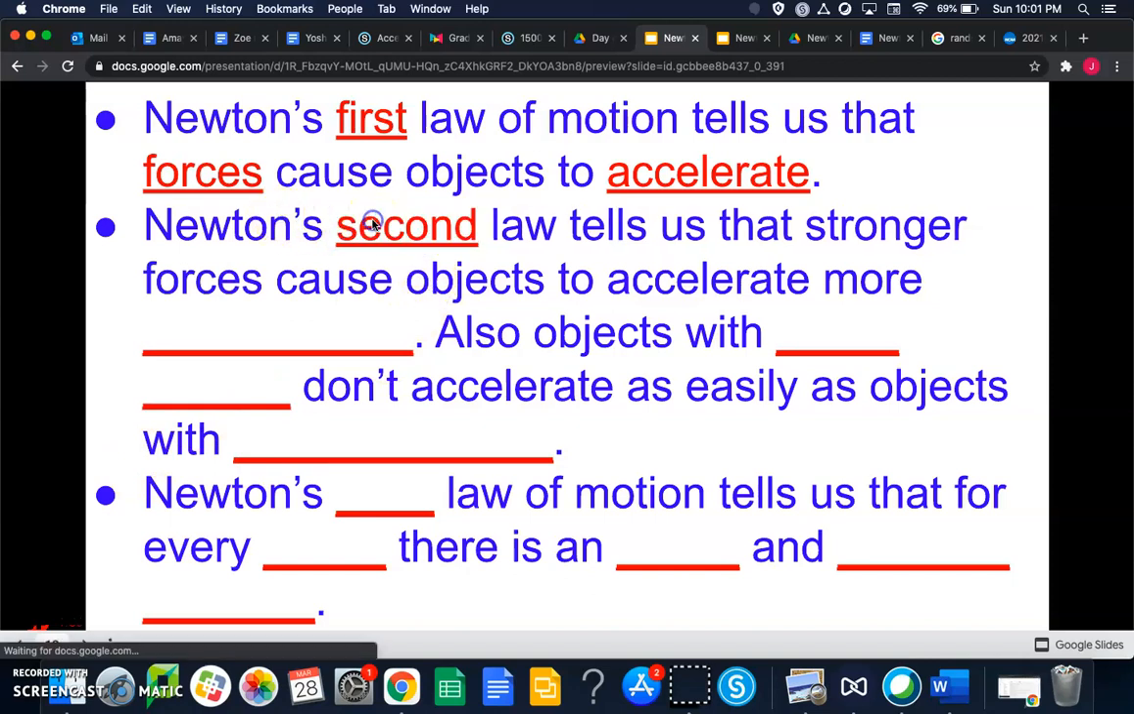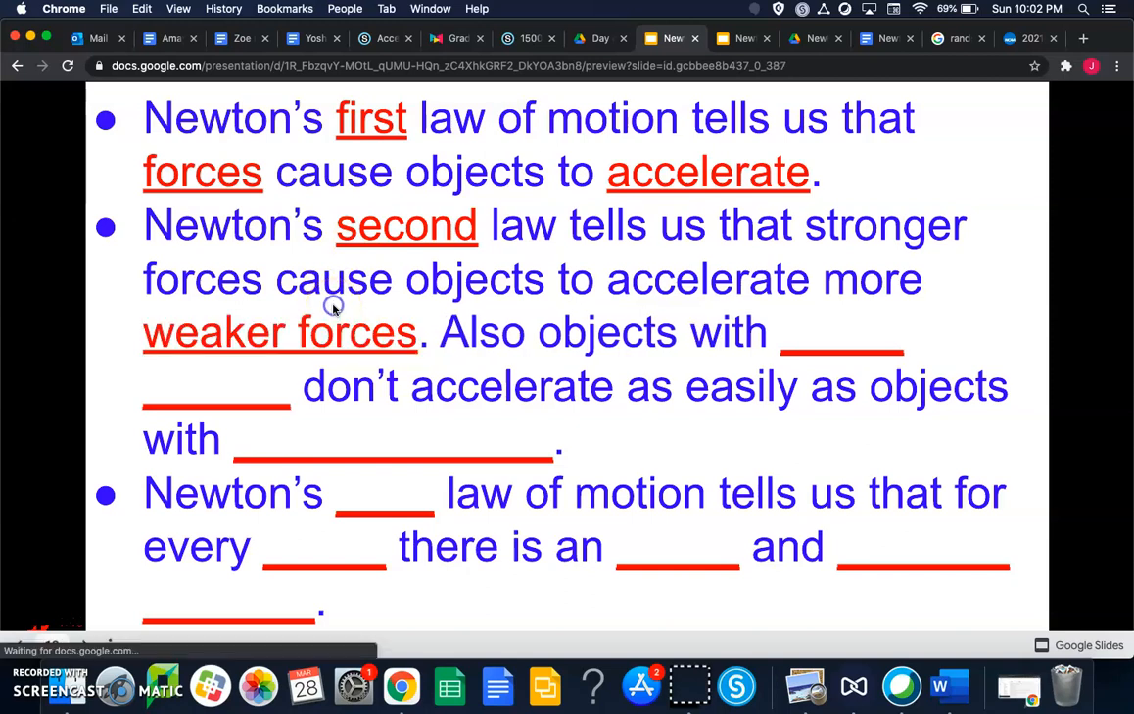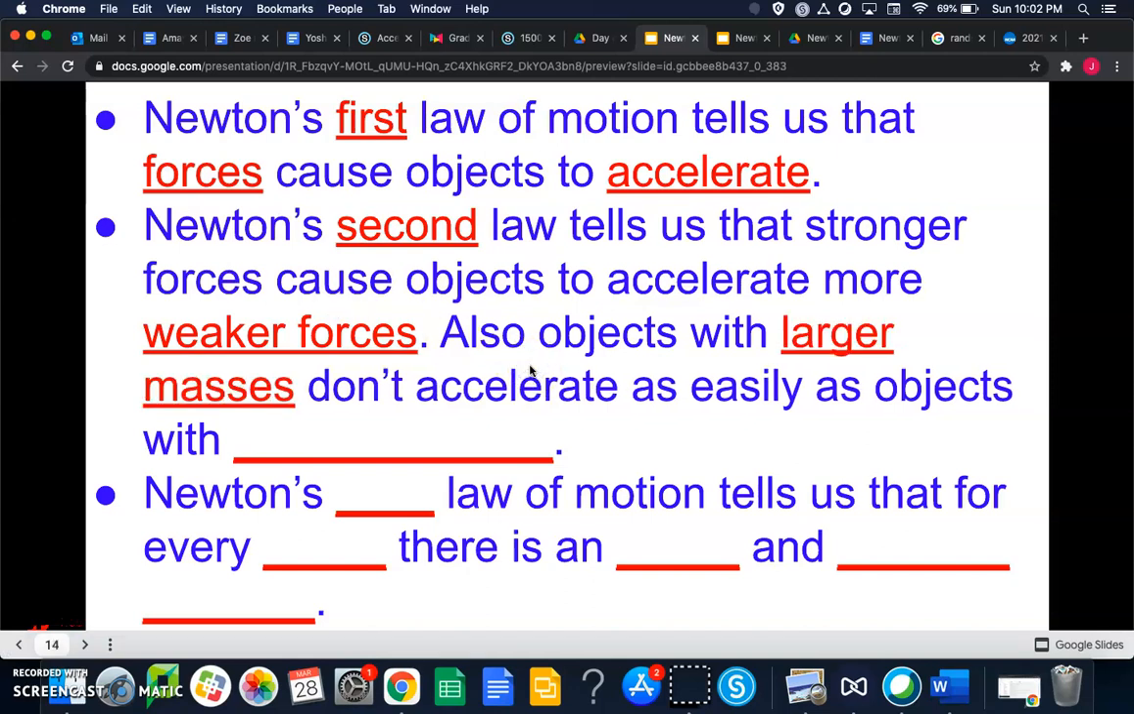Newton's second law tells us that stronger forces cause objects to accelerate more than weaker forces. Also, objects with larger masses don't accelerate as easily as objects with smaller masses. Today we're going to learn about Newton's third law. Up to this point, this should all be review. If it's not, you might need to go back and do some of those earlier lessons.